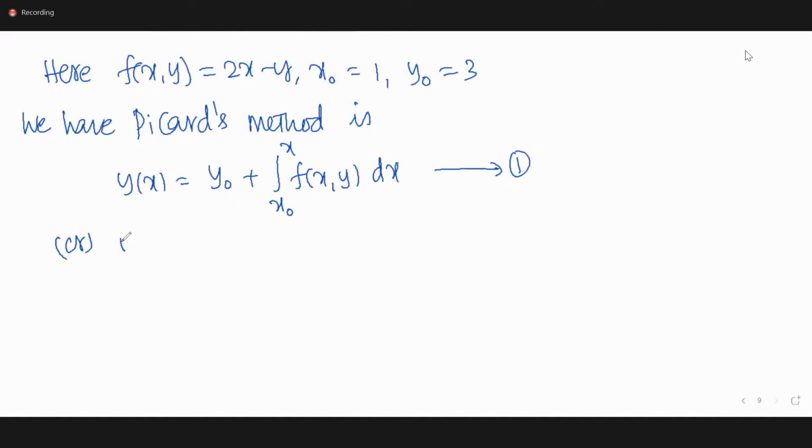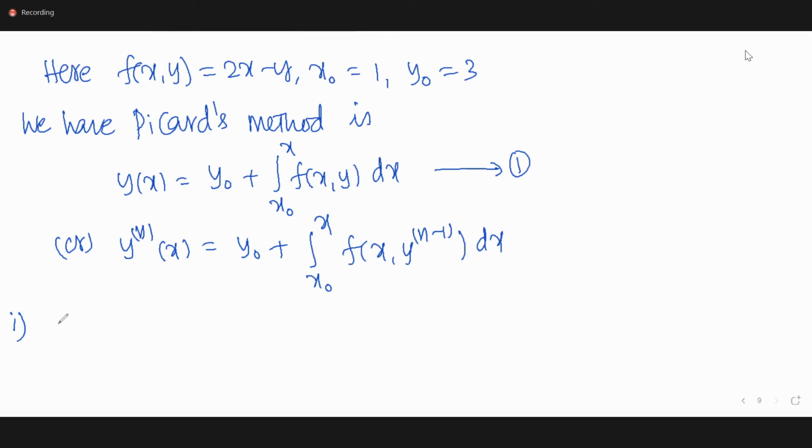Or yn of x is equal to y naught plus integration from x naught to x of f of x comma y of n minus 1. The second one is the general nth approximation formula. First approximation: y1 of x is equal to y naught plus integration from x naught to x of f of x comma initial approximation y naught dx.